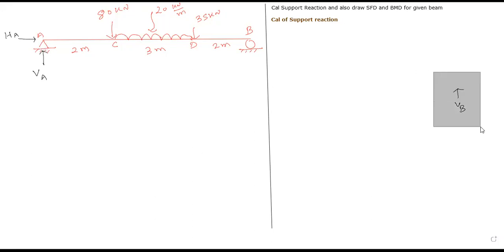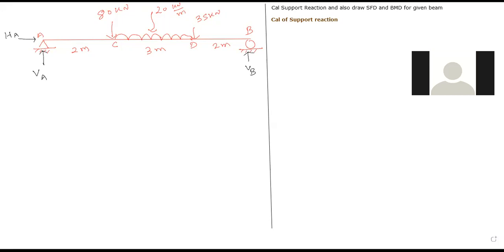And as point B is the roller, we have only one reaction at point B. I hope it is clear to all of you. Fine, let's go. The first step is to calculate the support reactions. If you are able to solve the support reactions, you can solve in your notebook. If you are not able to, please concentrate here and give me answers.